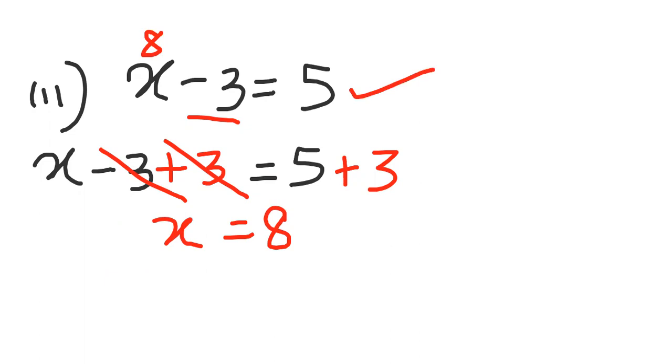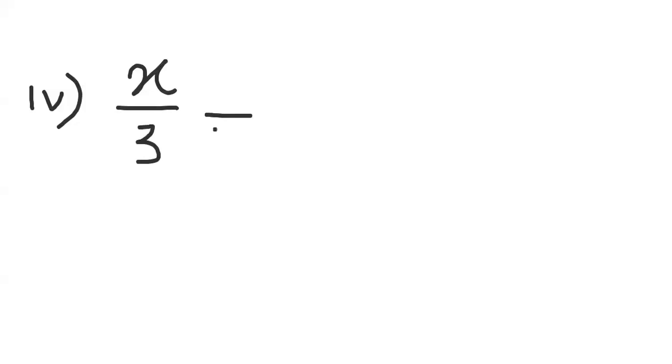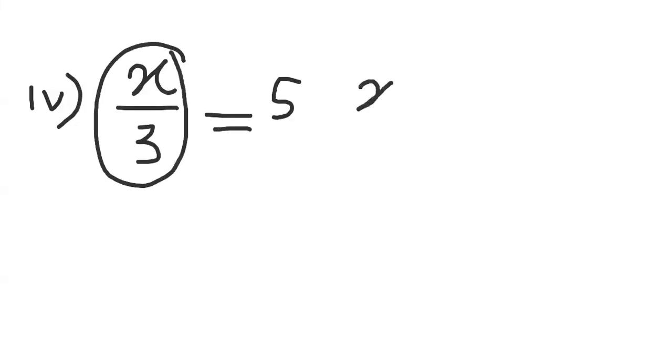So what are the methods? Dividing method, subtracting, adding. So remaining is the multiplication method. Now here see the fourth one. If I give you a fraction with the unknown variable, x upon 3 is equal to 5. Now this is actually a division. X upon 3 means this is something like x divided by 3.